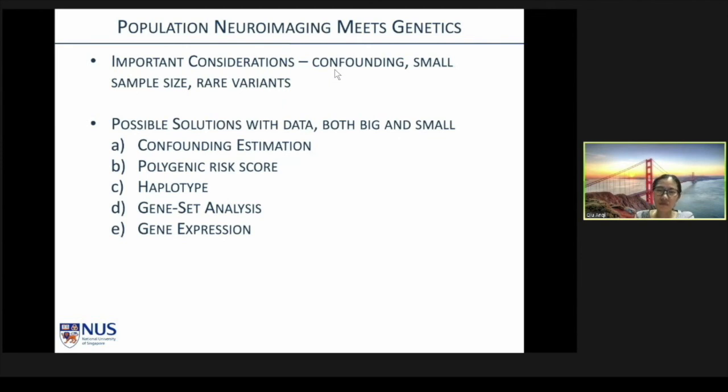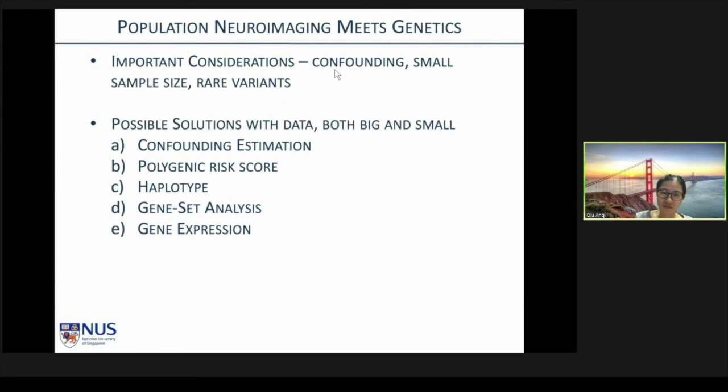To summarize what we have discussed today, I talked about some of the challenges related to confounding variables, the small sample size, and how we deal with common genetic and rare genetic variants in imaging genetic studies. We introduced a couple of solutions that allow us to estimate the confounding effects. In addition, we also introduced the polygenic risk score, haplotype, as well as gene set analysis to study common as well as rare variants together.